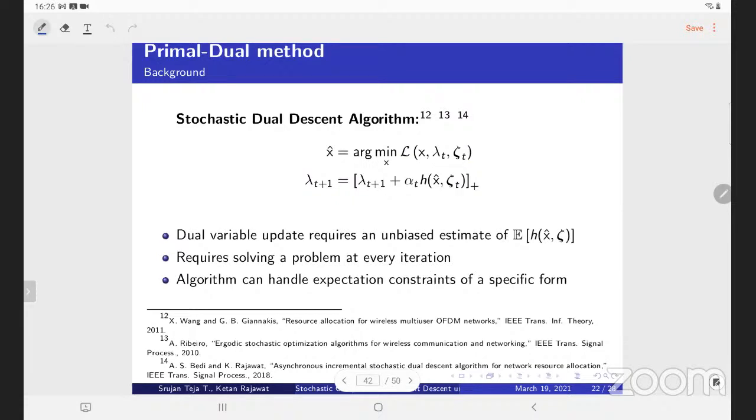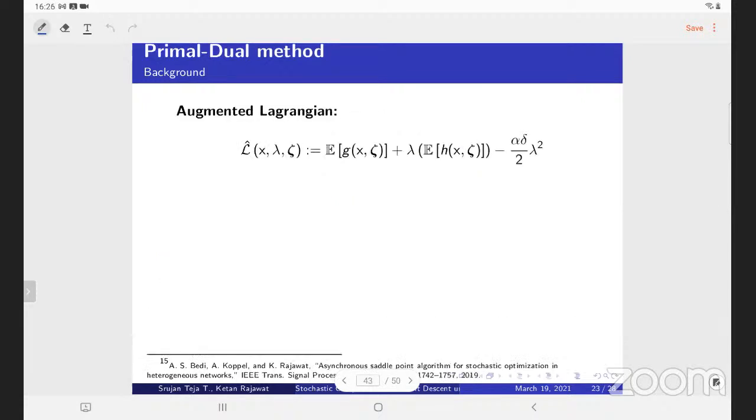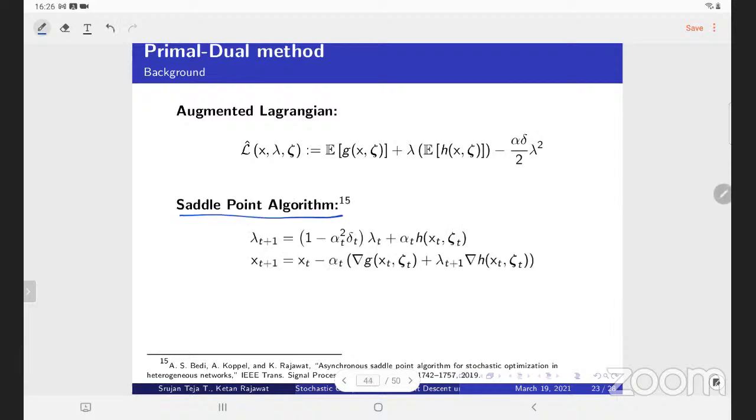So to solve that problem, there is another method which is the saddle point algorithm, where we make an augmented Lagrangian function which is strongly concave. We can make the Lagrangian function strongly concave by subtracting this lambda square term. So we call this an augmented Lagrangian function. Now the saddle point algorithm is a simple update step, with two variables: one is the dual variable and one is the primal variable. Basically, the dual variable goes in the ascent direction and the primal variable goes in the descent direction, because the dual function is strongly concave and the primal problem is convex.